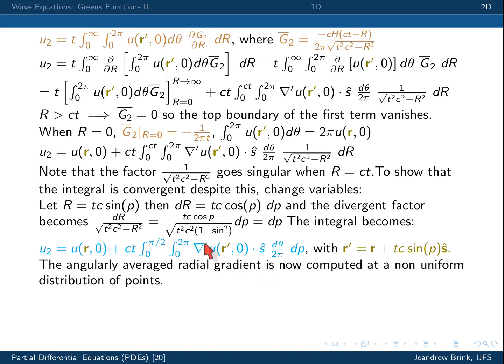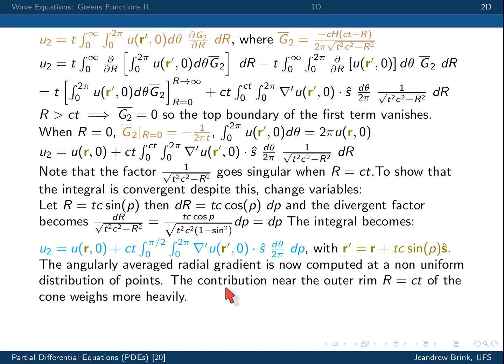But the average is worked out with a non-uniform distribution of points that weights the importance of the gradient near the boundary as being higher. Okay, so I've just written that. And so in some sense, this expression becomes similar to the influence of the initial condition that we derived in the one-dimensional case in an average sense.